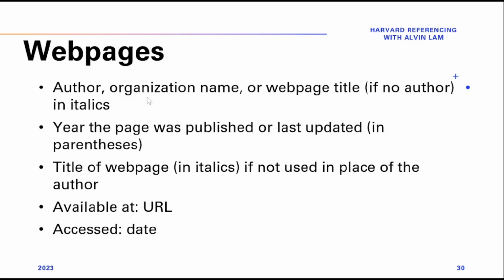Web pages. For a web page, you would have the author, the organization name, the web page title. If you cannot find the author of a certain web page that you are referencing, you will have at least the web page title, the year the page was published or last updated, the title of the web page in italics if not used in place of author, and available at a certain URL. And the date when you accessed the URL.